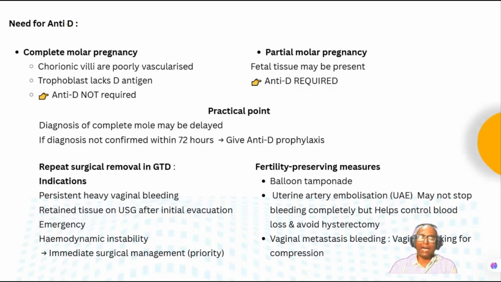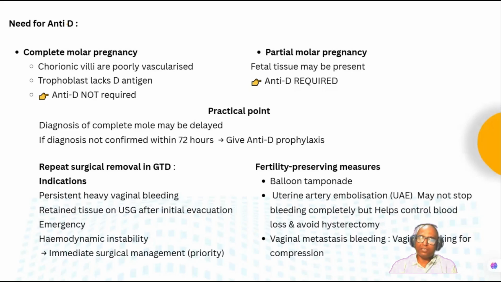Okay. Now, the guideline talks about repeat surgical removal in the same pregnancy. Okay. So the indication is persistent heavy bleeding and retained tissue on ultrasound after initial evacuation. This I have already mentioned in the summary. When there is persistent heavy bleeding or retained tissue on ultrasonography, first we will see what the hemodynamic status is. If it is an emergency situation where there is hemodynamic instability, we'll go for immediate surgical management.